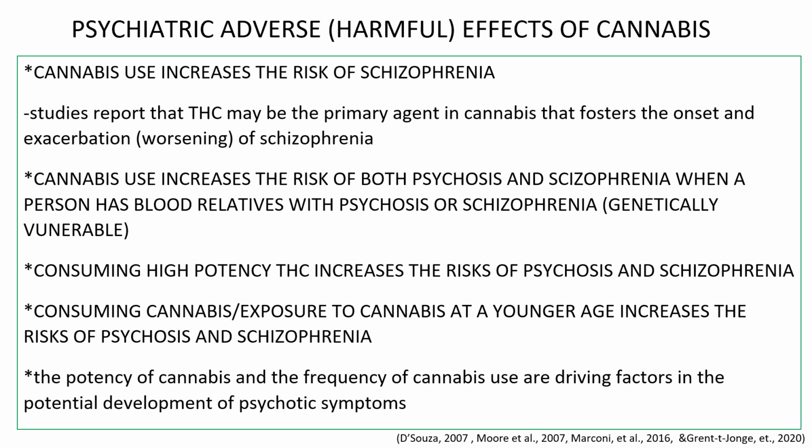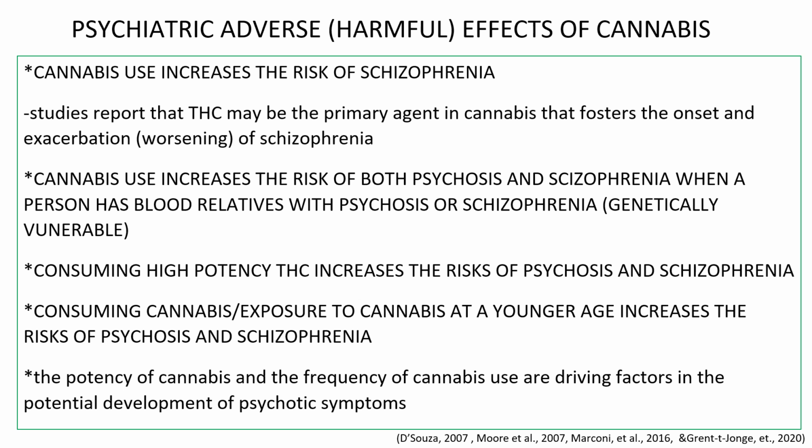Cannabis use also increases the risk of psychosis. But for a person who has blood relatives with psychosis or schizophrenia, or a person who is genetically vulnerable, those risks increase. Consuming high potency THC increases the risk of psychosis and schizophrenia.